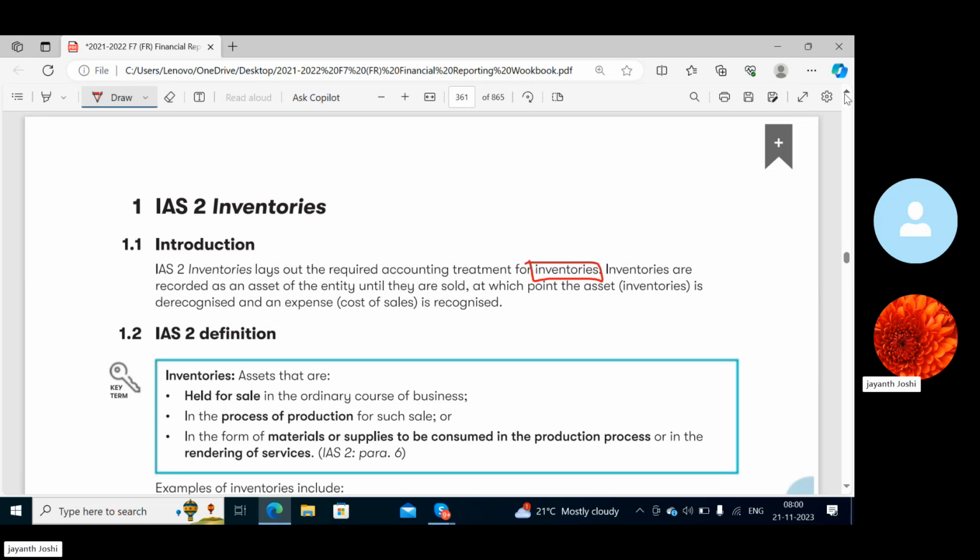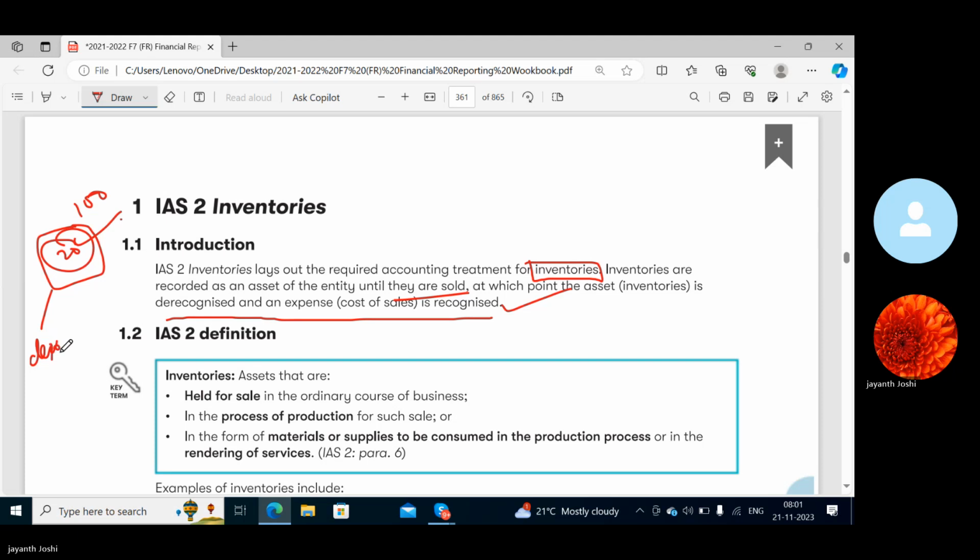So inventory is recorded as an asset of the entity until it is sold, at which point the asset inventory is derecognized and an expense is recognized. So 100 boxes, out of that 20 you are selling. That means now it is not an asset for you. It will be derecognized as an asset and recognized as a cost when you are selling it.